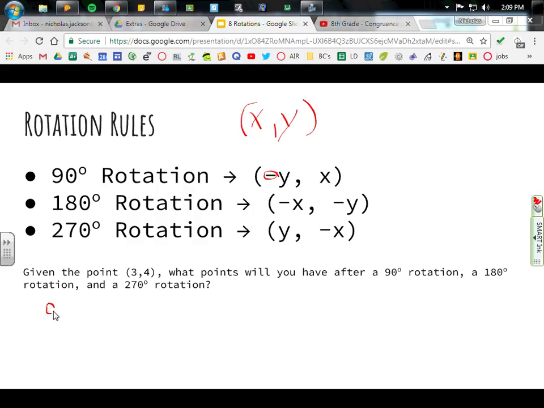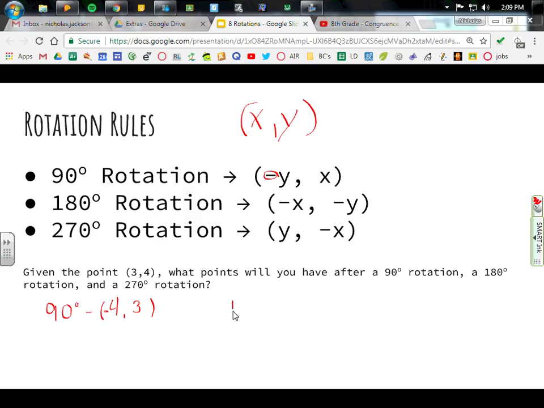So for a 90-degree rotation, the first thing we do is we flip our x and our y. So if it was originally (3, 4), now it's going to be (4, 3). And our y has to become its opposite. So our y was originally a positive 4. It is now going to be a negative 4. So our new point is (-4, 3).